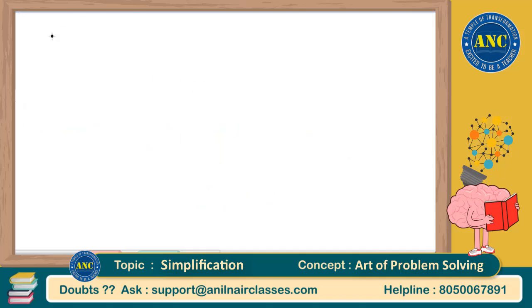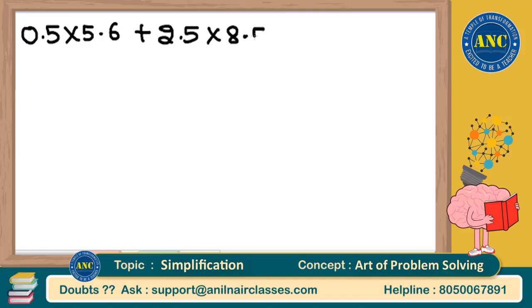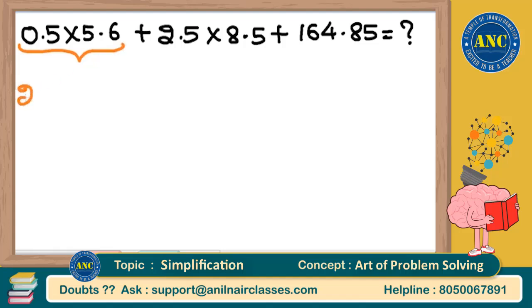Now see this question, sir. Your question is 0.5 into 5.6 plus 2.5 into 8.5 plus 164.85 is equal to question mark. The idea is to make this question very easy and fast. What is half of 5.6? 2.8. Now I want to make this 2.8 a fancy number, that means I want to make it 3. So another 0.2 is required.